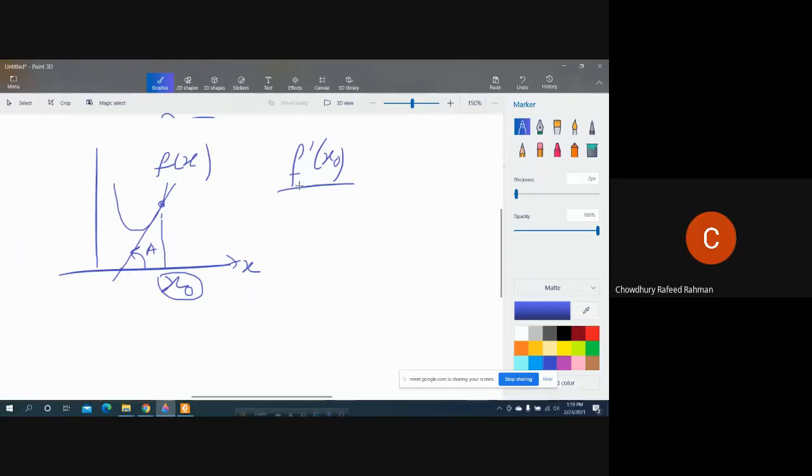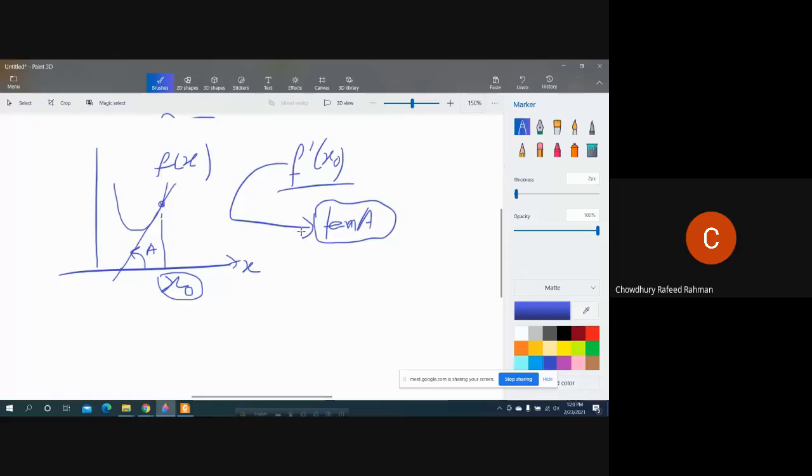Okay. So the final answer, f prime x naught, is equal to tan of A. Is it clear now? How do we get the derivative from the graph? Yes, sir. Clear. Okay. Always remember this. This is a very basic concept, and we will need this in many places. So try to remember this concept.